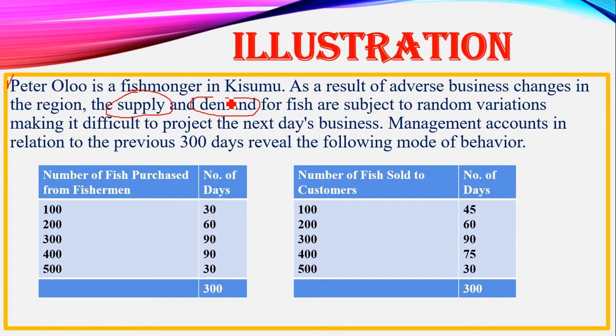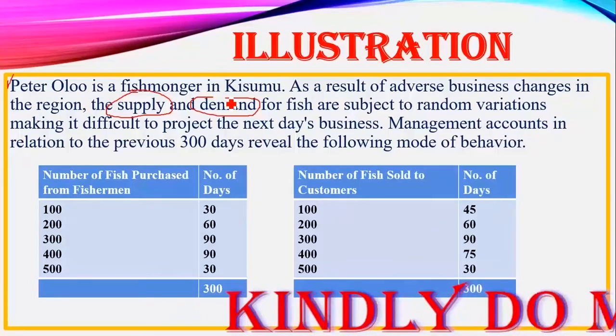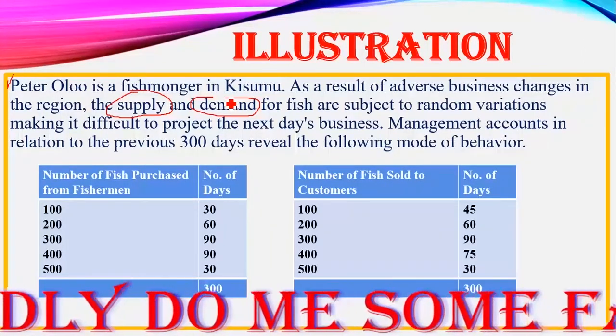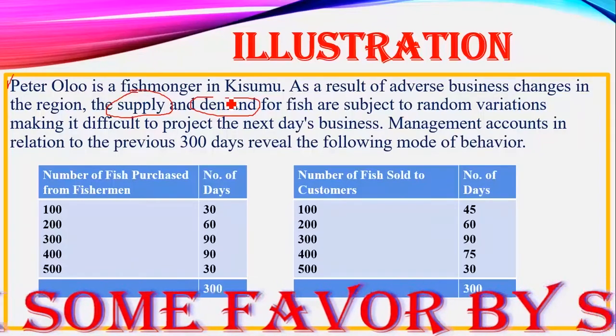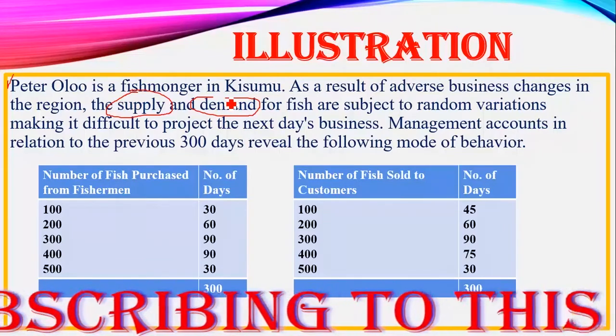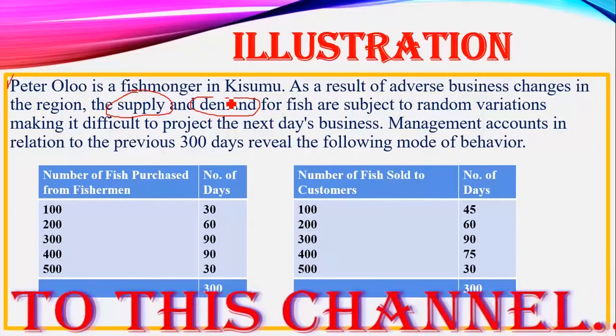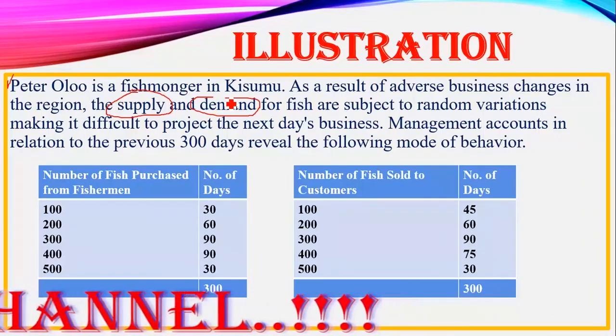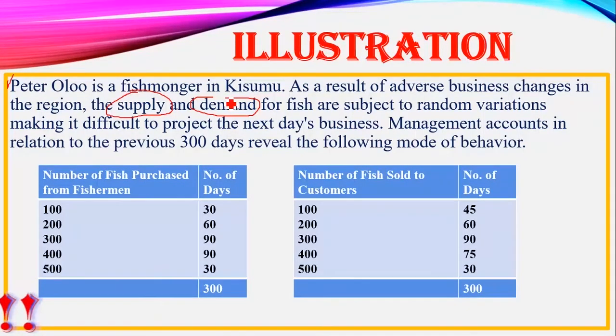They don't know what they are going to sell. They don't know how much they are going to get supplied with at a given time. So already we have seen that there is a variation. So what does that tell you? It simply tells us that this question qualifies for a Monte Carlo simulation, because we have said Monte Carlo simulation is applied in situations where variables are changing and there is some kind of behavior in the variables, and we have already identified that the supply and demand are actually behaving in a certain manner. They are random. There are some random variations, making it difficult to project the next day's business.